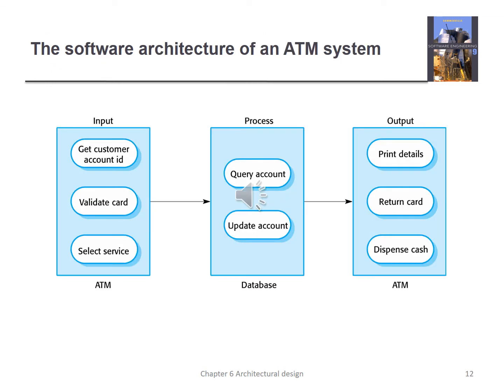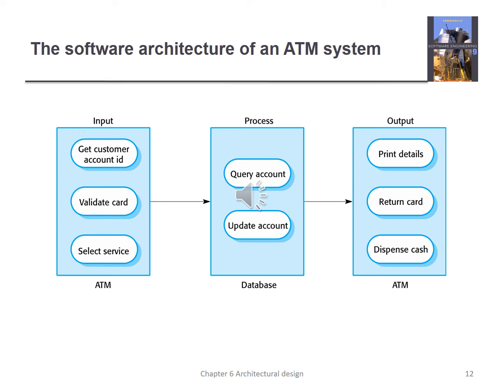Well, let's look at the software architecture of an ATM system. For an ATM system, if we're going to go with input, process, output, then we see what's going on here. In the input, the ATM machine is the one. The output, again, the same thing. The process goes to the database. So in the input, you get the customer account ID. After we have the card, we validate the card, we select the service.